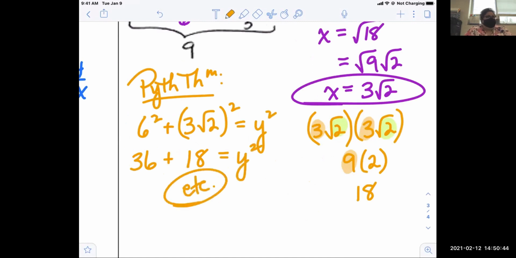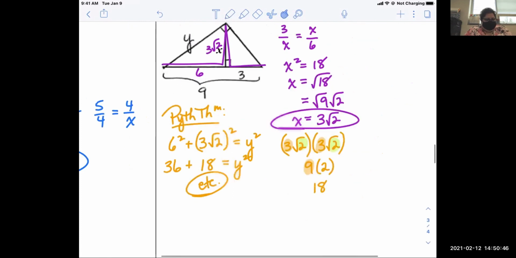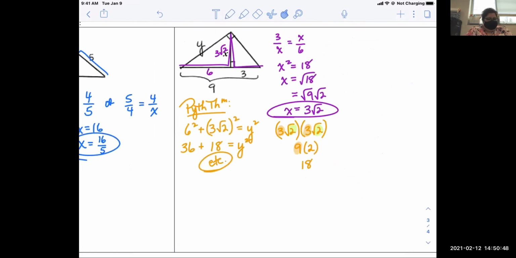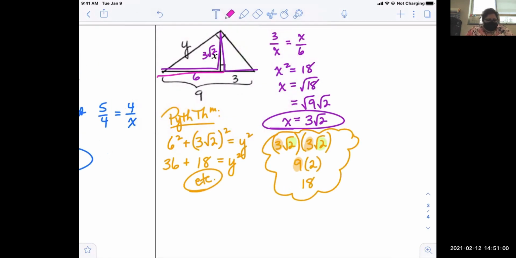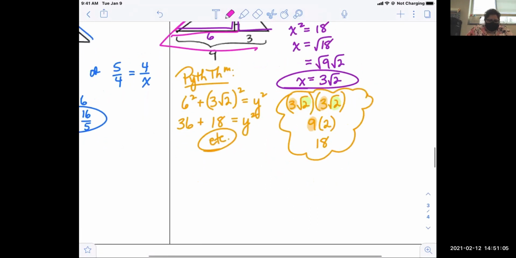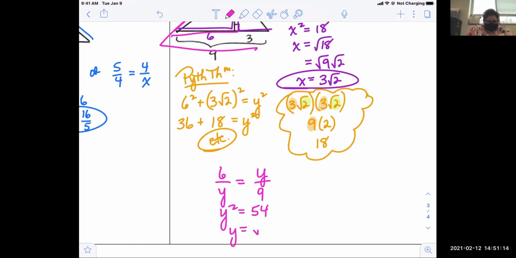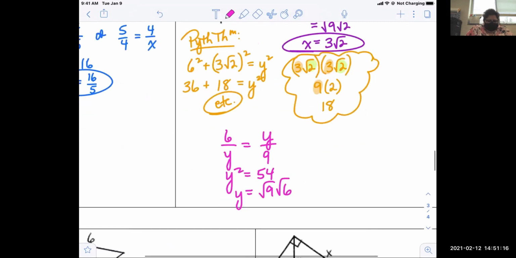So this works. I'm good with that if you can do it correctly, but there might be a way that's easier that doesn't require you to know how to multiply those radicals. Can somebody give me a different proportion? Well, he didn't do a proportion, he did an equation. Finley, what's a proportion that you could use to solve for y? 6 over y equals y over 9. Now, you're going to get the same answer. You'll get y squared is 54. 54 is square root of 9 times square root of 6. So you'll get 3 root 6.